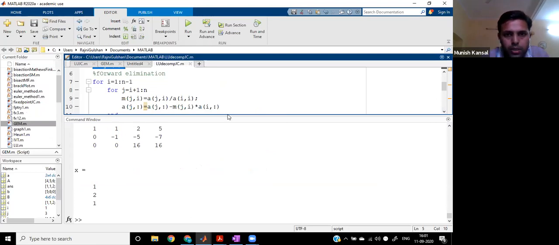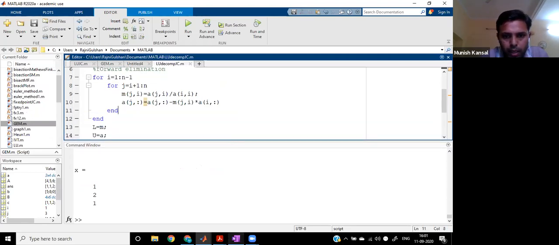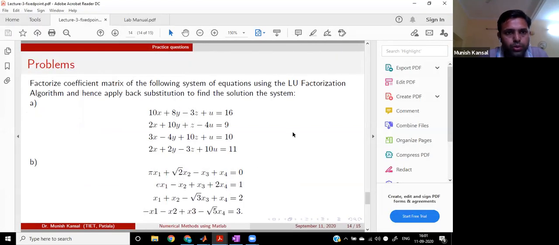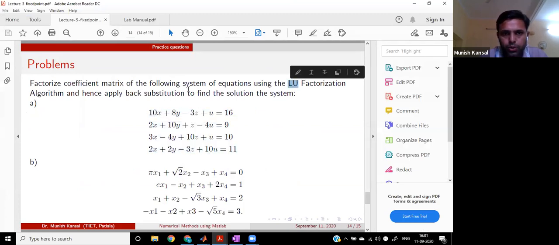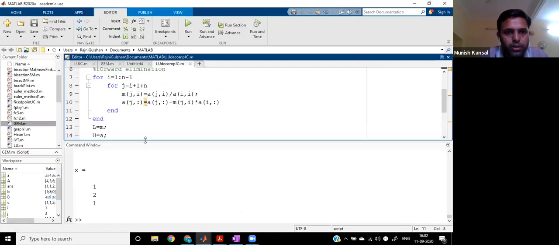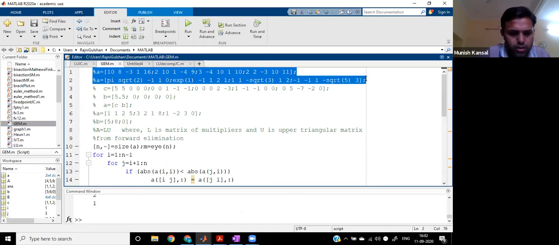So now let me solve a few more questions for you. I'm sharing the PPT with you. Let us say we have this problem. This 4x4 system is given to you. You have to first factorize with the help of L and U, then apply back substitution to find the solution. So let me solve this question. After that, we will solve part B. You just have to change the coefficient matrix, so the answer will be there. So first of all, I have written over here these first two matrices. These are already written.